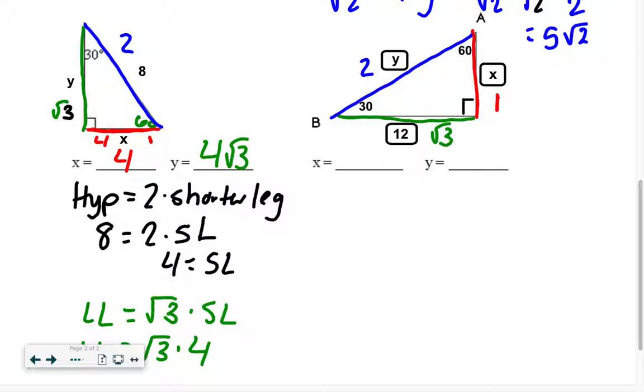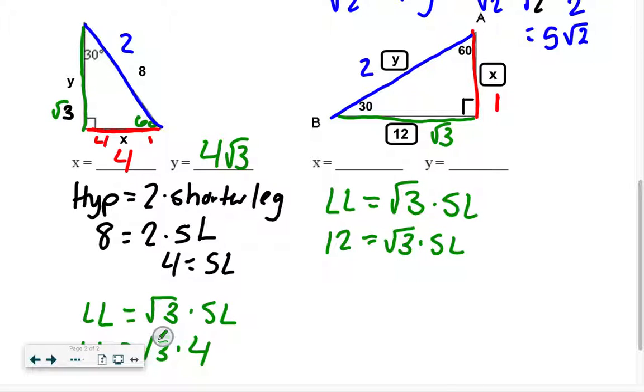Okay? I'm given what value? The longer leg. Okay? So we're using the longer leg formula. My longer leg is the square root of 3 times my shorter leg. And you said we're plugging in for longer leg. We're plugging in 12. How would I get my shorter leg by itself? Divide by the square root of 3. Good. So my shorter leg is 12 divided by the square root of 3. Can I leave it like that? No. What do I need to multiply by? Square root of 3. Good.